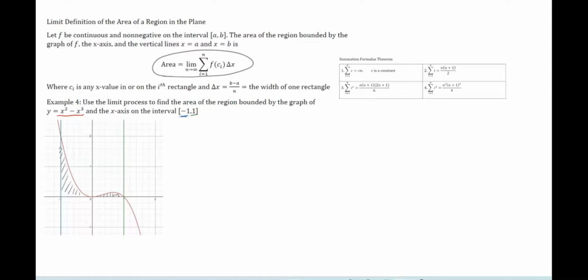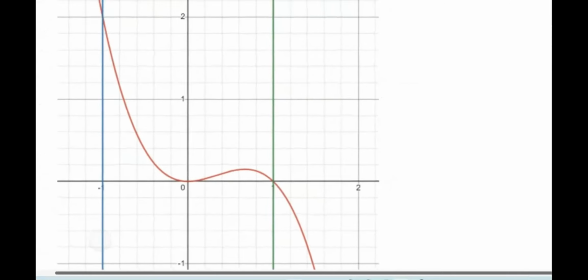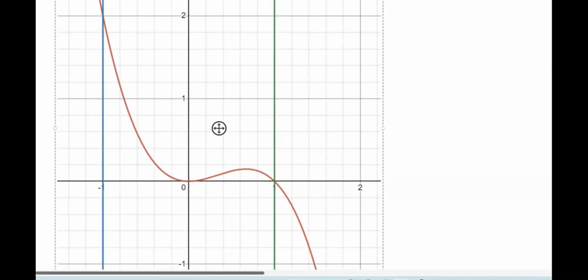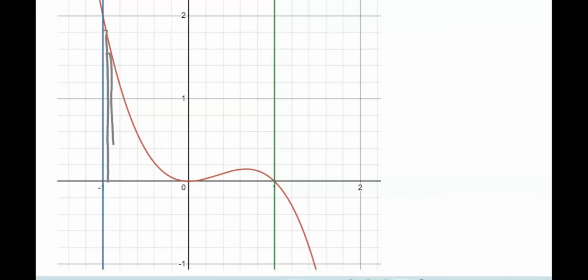So first, let's just recap what's going on in here. Essentially, what we're doing is putting infinitely many rectangles under this curve, finding the area of all of these rectangles, and adding them up.